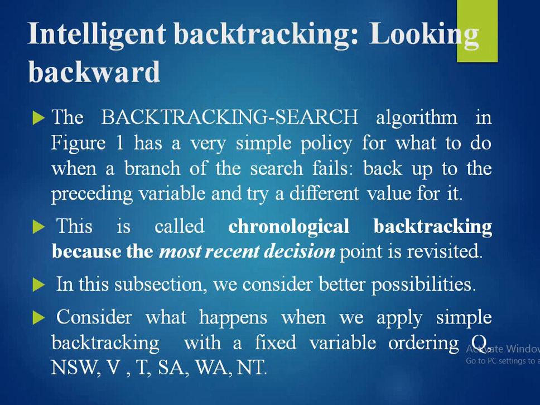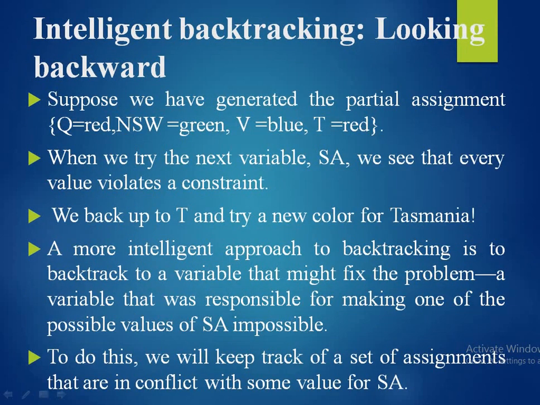Now consider what happens when we apply simple backtracking with a fixed variable ordering Q, NSW, V, T, SA, WA and NT. Suppose we have generated a partial assignment Q is equal to red, NSW is equal to green, V is equal to blue and T is equal to red. When we try the next variable SA, we see that every value violates a constraint. We back up to T and try a new color for Tasmania.